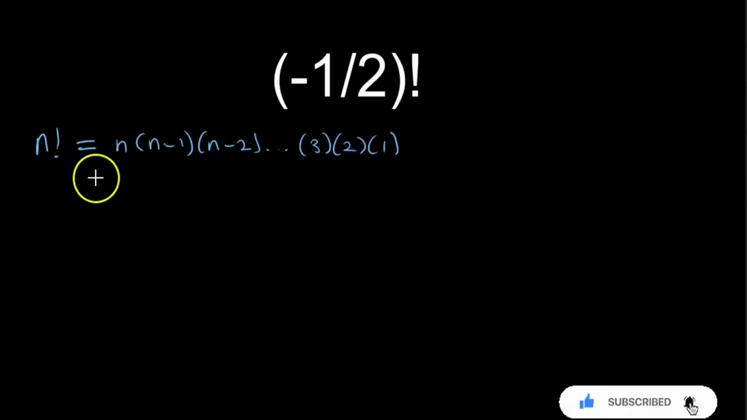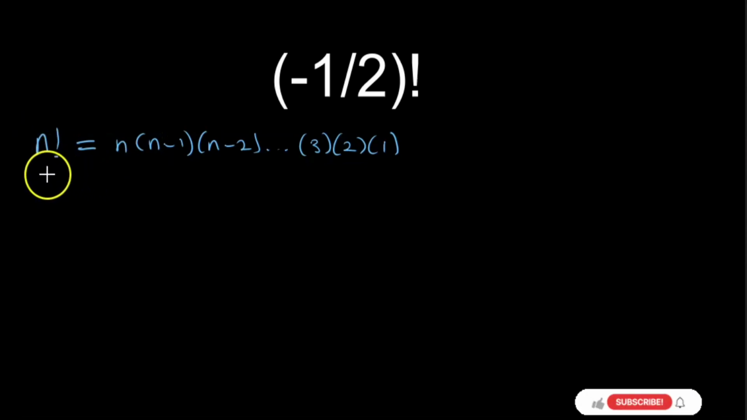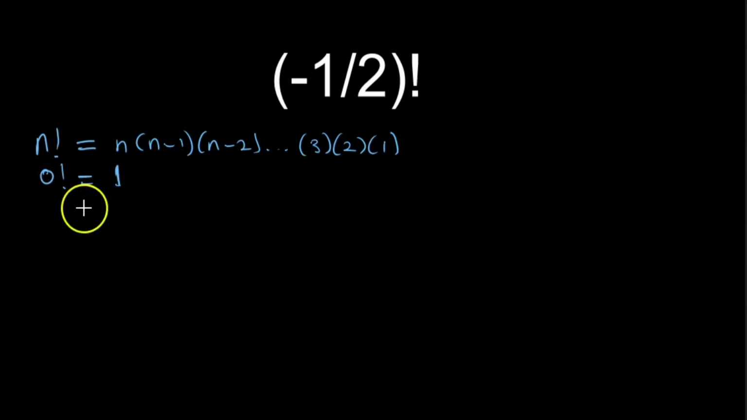So this factorial makes sense when the input is a non-negative integer. That is to say, 0 factorial is 1. When we say non-negative integer, that means we start from 0 and we talk about only integers.